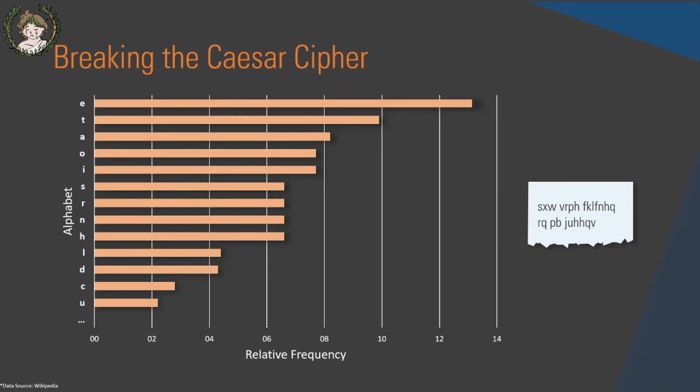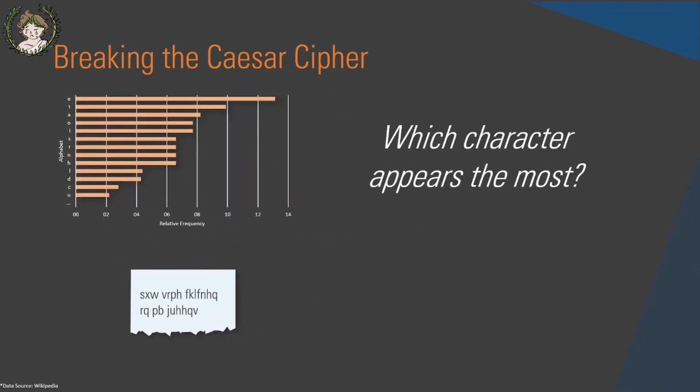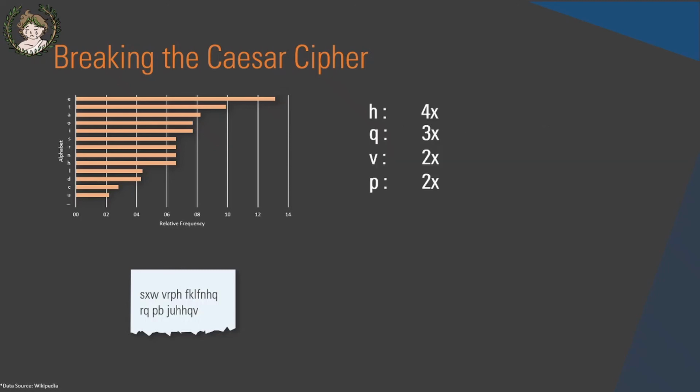If we know that the plaintext is probably in English, we could check which characters are used the most in the English language. This graph shows it's the E. Now we should take a closer look at the ciphertext. Are there characters which occur more often than others? If this is the case, we could assume that one of these characters is probably the encrypted version of the character E. So we count the occurrences for each and notice H is occurring the most.